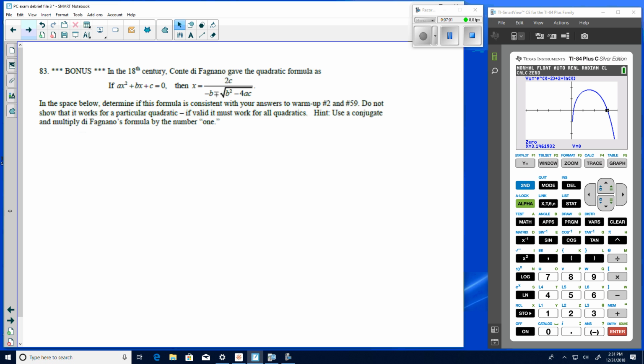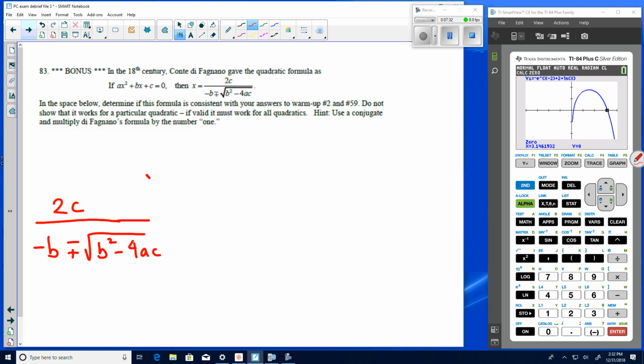83, this was our bonus. So I had 3 or 4 people get this successfully. I gave you a hint on how to do it. It said use a conjugate and multiply it by the number 1. You can take any expression and always multiply by 1. So we're given this expression, 2c over minus b plus or minus the square root of b squared minus 4ac.